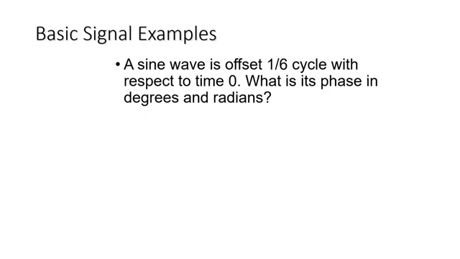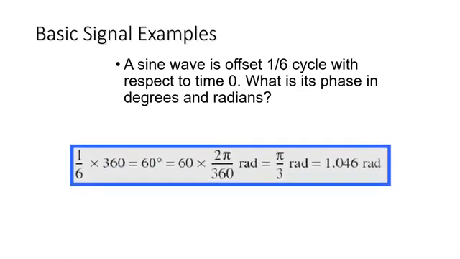We will now take a look at an example of how to calculate the phase in degrees and radians. It is important to notice that the calculation of phase is in radians or relative to pi. Since the problem states that the sine wave is offset by 1/6 of a cycle with respect to time 0, we take 1/6 times 360 because one complete cycle is 360 degrees. This gives us 60 degrees.